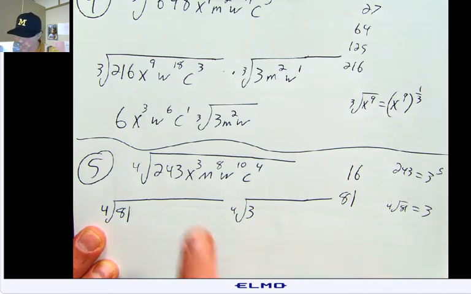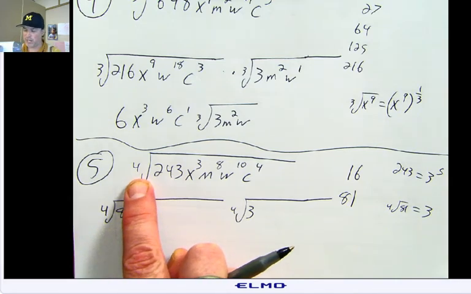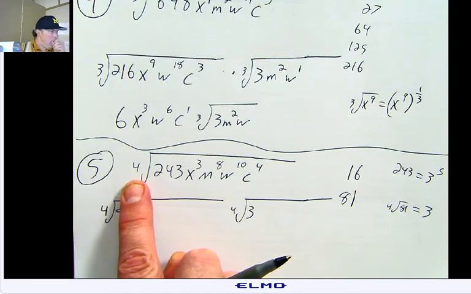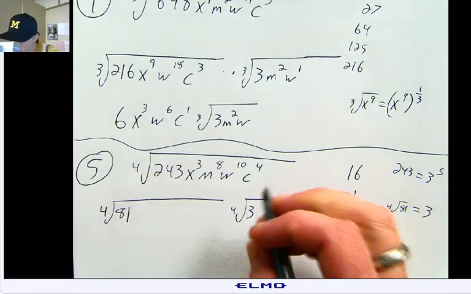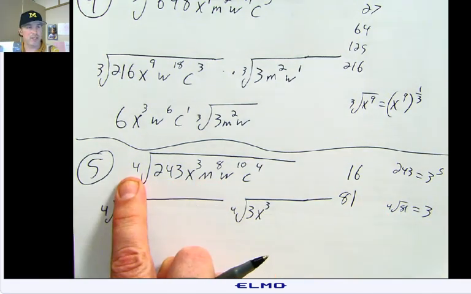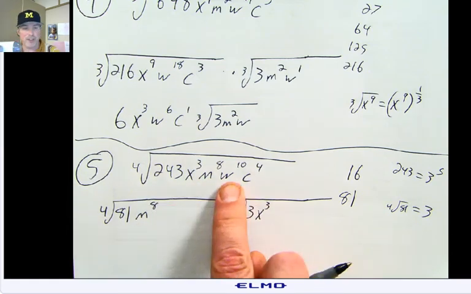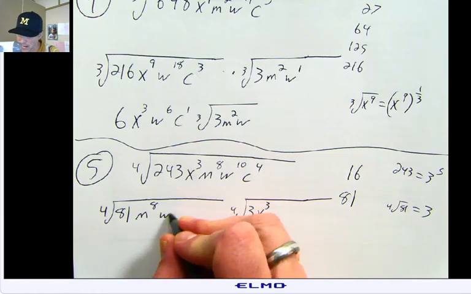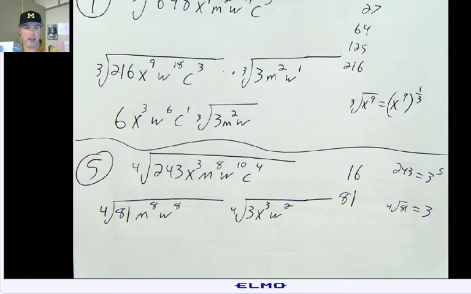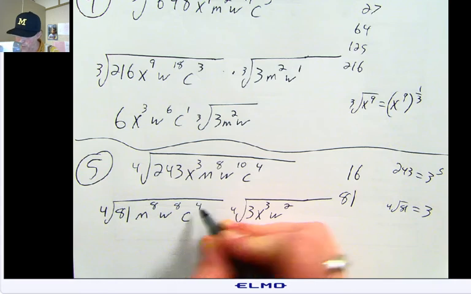Okay, now we're getting some high security, so they can only escape 4 at a time. That means the x cubed, they're stuck behind. The m to the 8, well, if they can go in groups of 4, all of the m's are going to be able to get out, so it's going to be m to the 8. Of the w's, well, 8 of them will be able to escape, but 2 of them will be left behind, and then all 4 of the c's will escape, so c to the 4th.